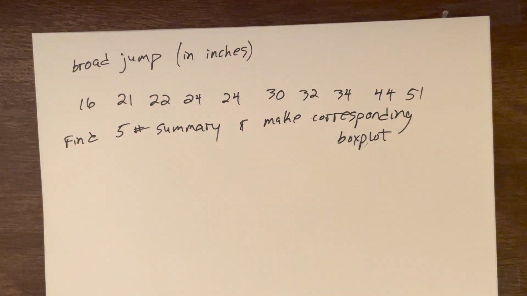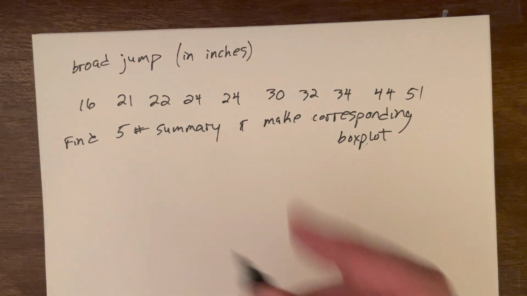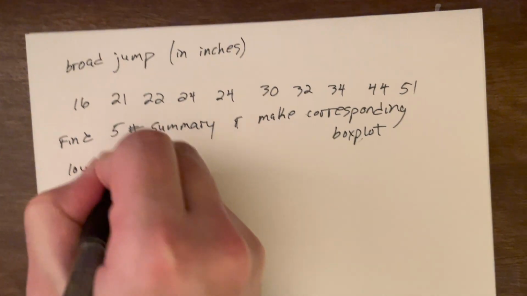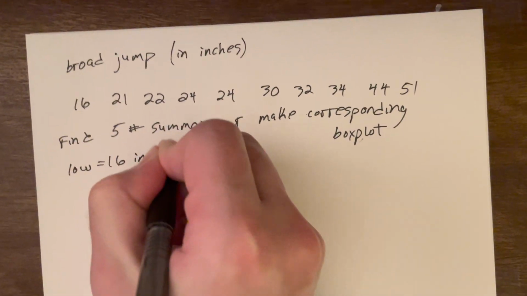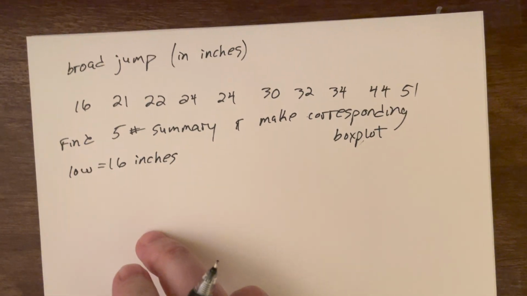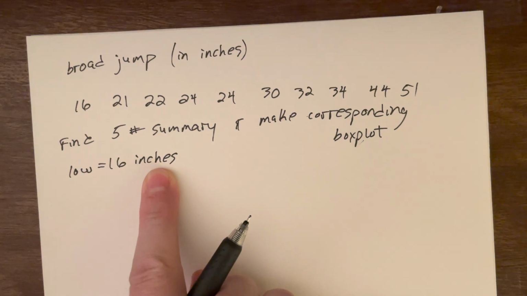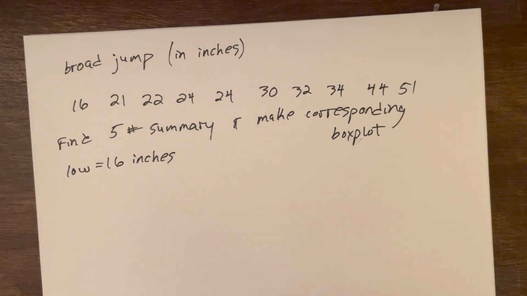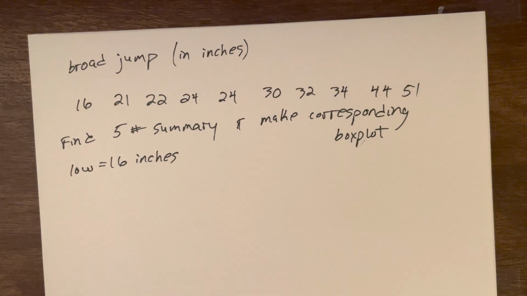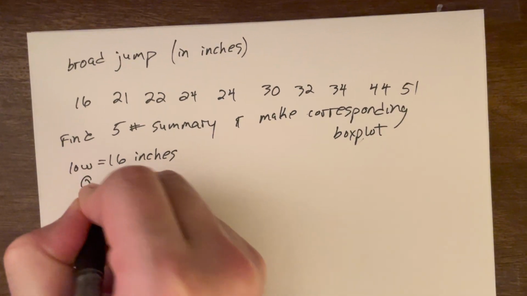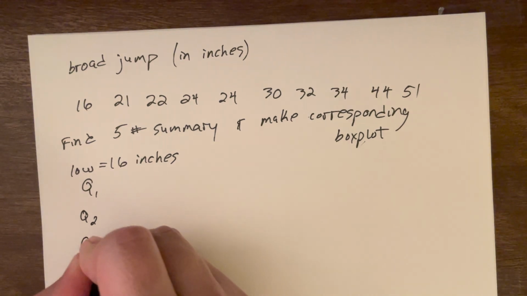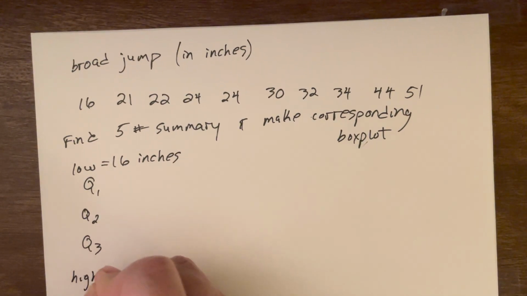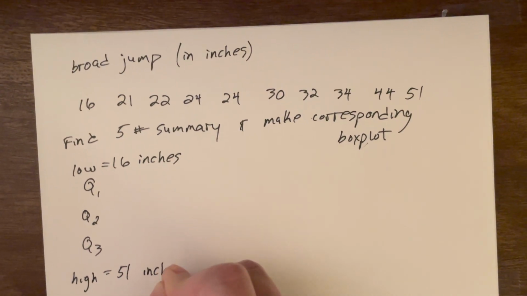So let's go through and find the 5-number summary. The low value is 16. And again, just good habits, always keeping our units included. When you're asked to identify these values, always, again, these little habits. It's easy to forget, but always keep them. Q1, Q2, Q3, and the high is 51 inches.